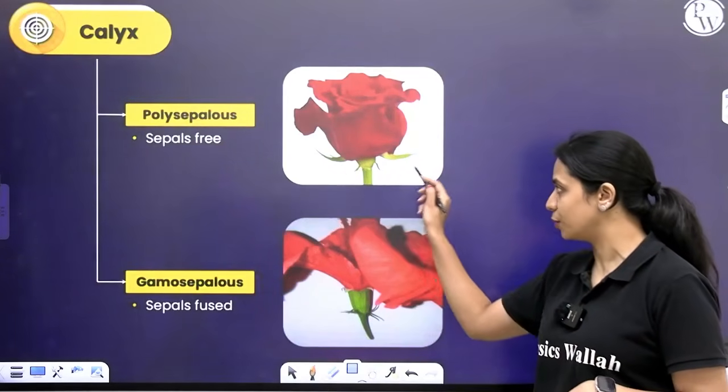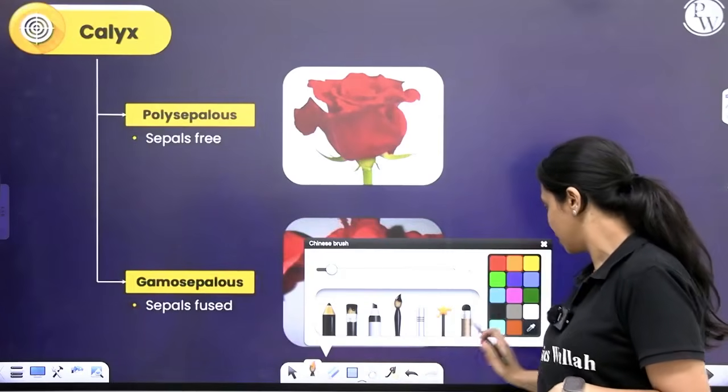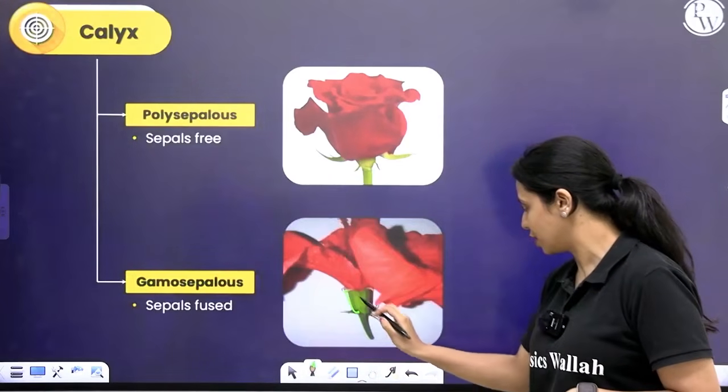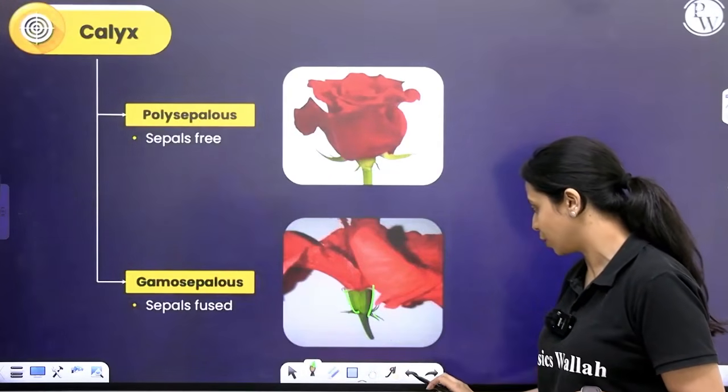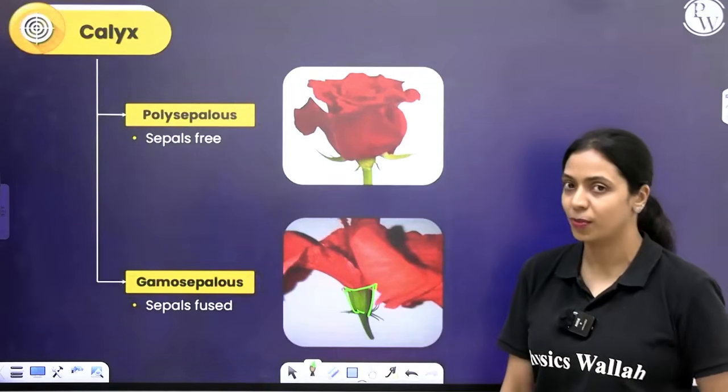Here you can see how they are free individually. Here you can see they are fused to form this cup-like structure. What you're looking at here is the calyx. These things are the epicalyx. Okay, don't worry about that. This is the calyx. It has fused and formed a cup-like structure.